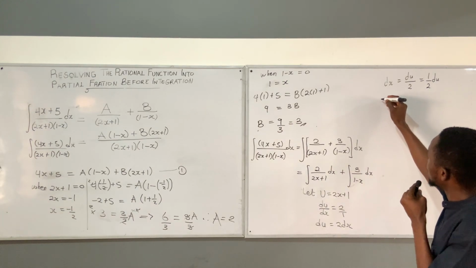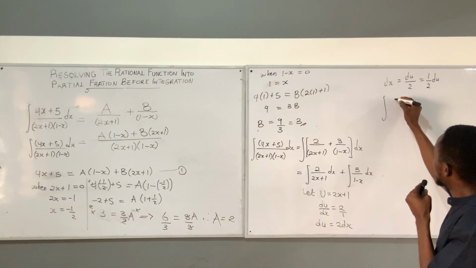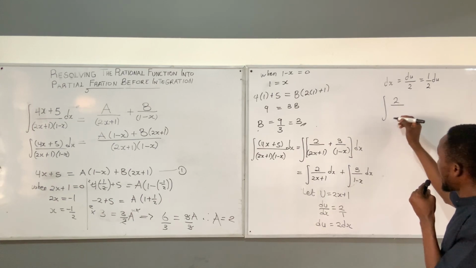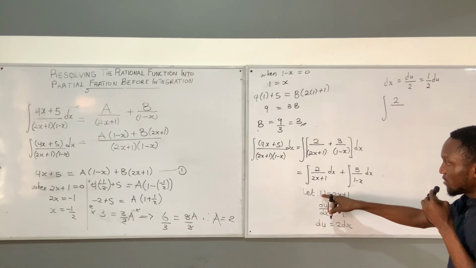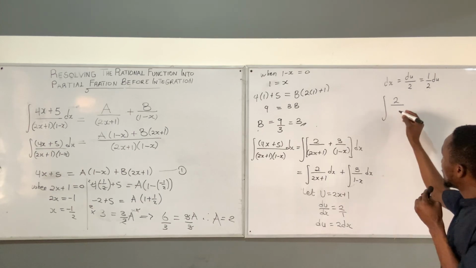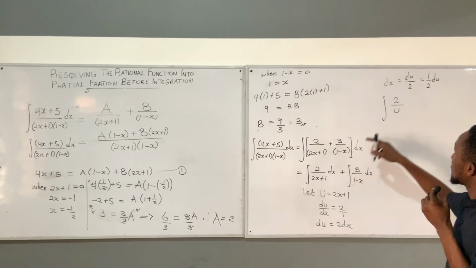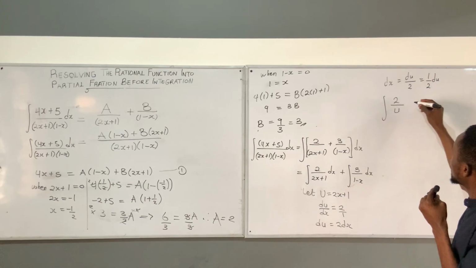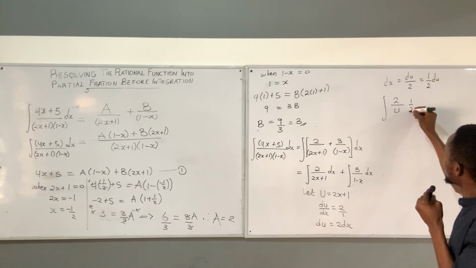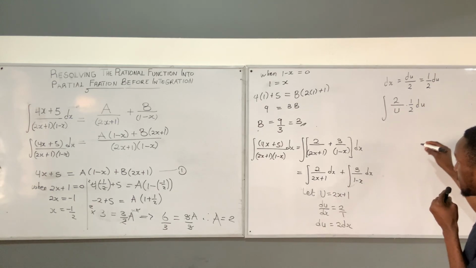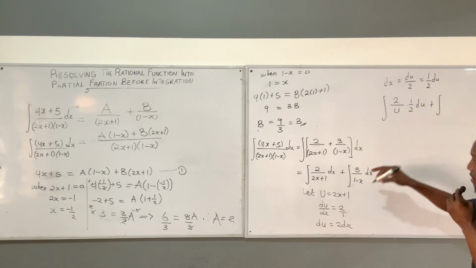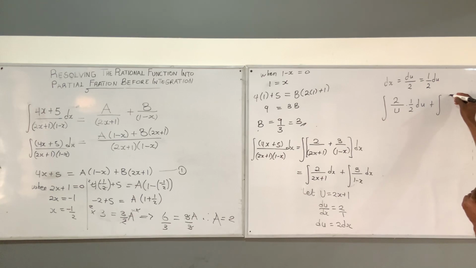Now the equation becomes integral of 2 over, now here I said let u be equal to 2x plus 1. So I'll put u here. Then dx here represents what? 1 over 2 du. So I'll put it here. 1 over 2 times du plus the integral of this side, 3 over 1 minus x dx. We will touch this one when we are integrating.